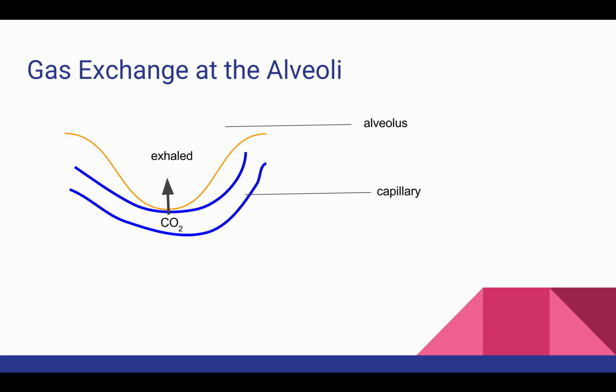And that CO2 just moves by diffusion. It's in high concentration in the blood, it's in lower concentration in the alveoli, so it's going to move from that region of high CO2 concentration to low. On the other hand, oxygen is going to be in high concentration inside the alveoli, lower concentration inside the blood at this point, so it's going to diffuse from that area of high concentration to the area of low concentration, and that blood is going to pick up a lot of oxygen, and that oxygen is going to be delivered to the rest of the body.